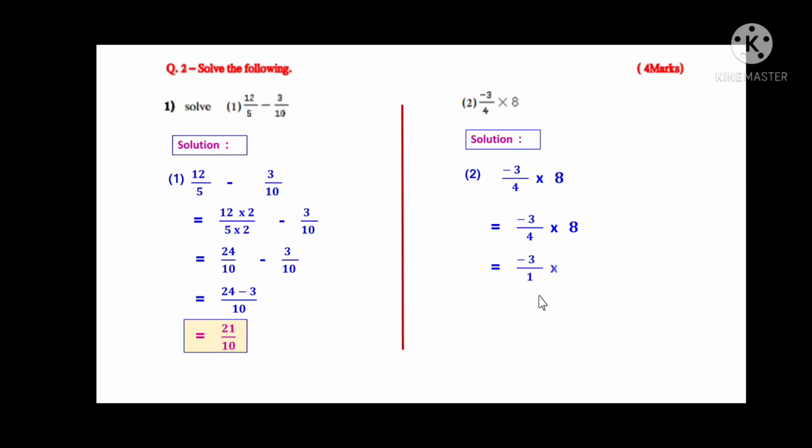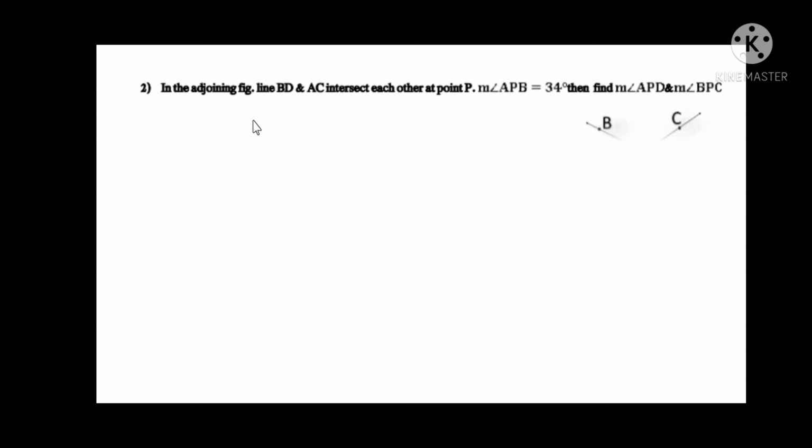Therefore we get minus 3 upon 1 into 2. So 3 twos are 6, and plus minus minus. So the answer will be minus 6. Let us consider the next problem: in the adjoining figure, line BD and line AC intersect each other at point P. Angle APB is 34. Then find the measurement of angle APD and angle BPC.